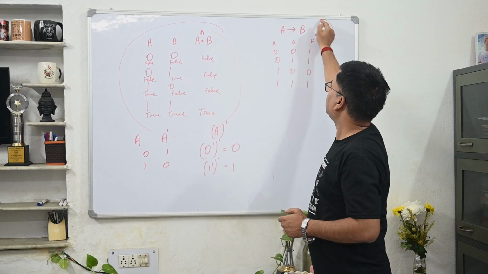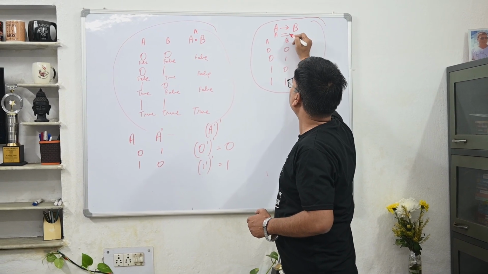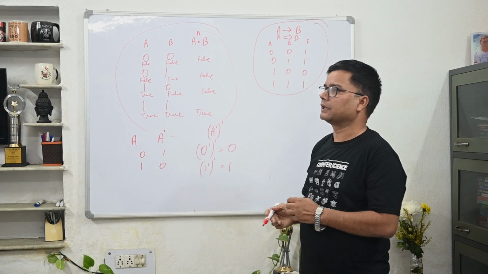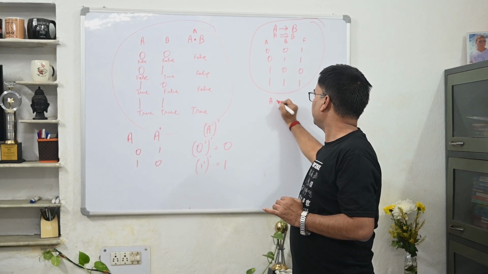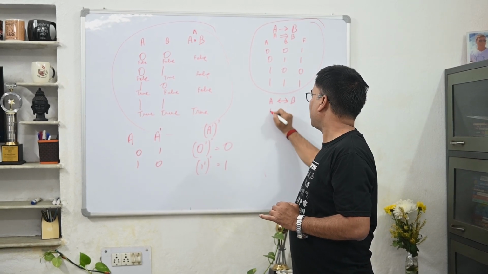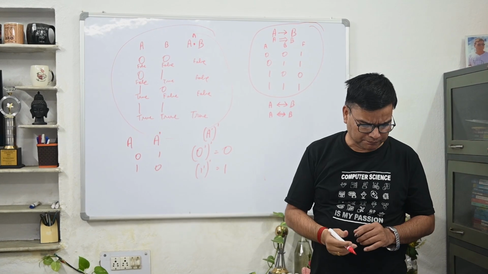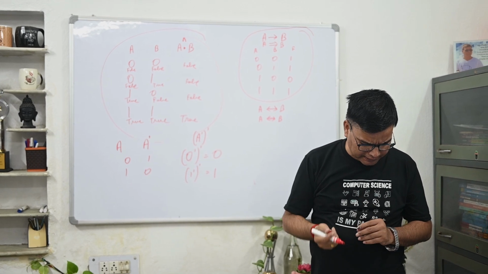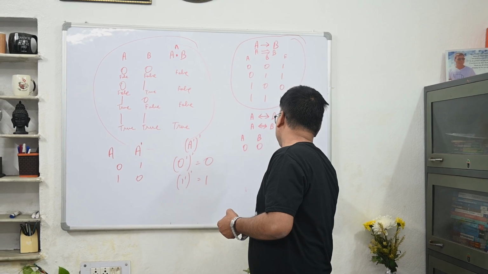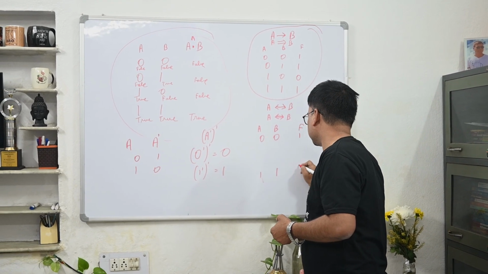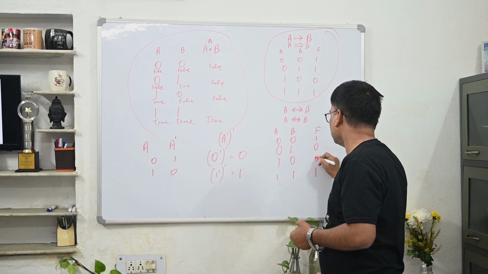So when we talk about implication, A implies B can be written as A → B, or we also write A ⇒ B. In either case we can write A implies B. Then we have double implication, A double implies B, which means if and only if. In double implication, when both inputs are 0 or both inputs are 1, it results in a high value. For 0,1 and 1,0, it results in 0.